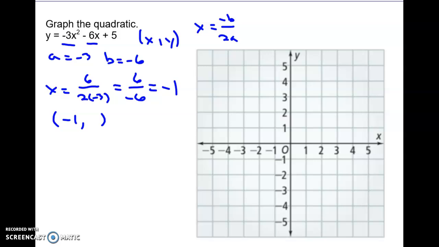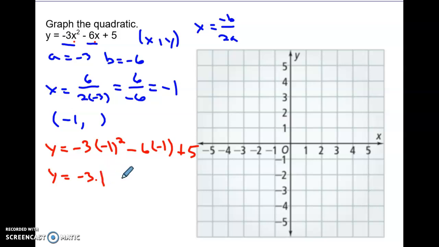Alright, second part of the vertex then is the y part. So to find that, we just plug it in for x right here and right here. Whole bunch of negatives in this one, so we just got to be careful when we're doing our PEMDAS. So it's negative 3 times negative 1 squared minus 6 times negative 1, and then at the end we have a plus 5. Okay, and so here we go. So exponent should go first. So I'm going to square negative 1, and negative 1 times negative 1 is regular 1. Alright, and then let's leave the rest of it for now.